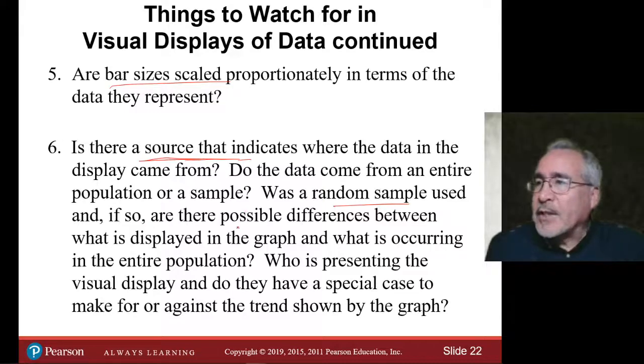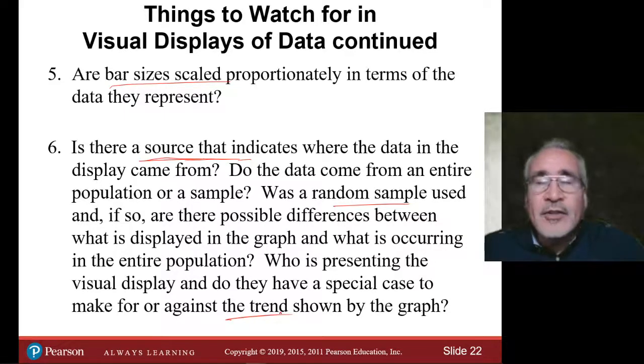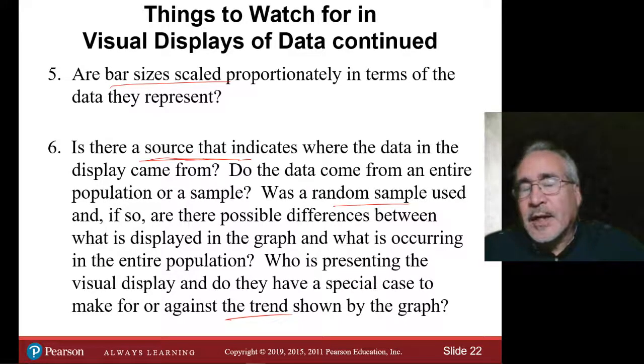Then, how much do you know? Was it a random sample? Was it truly a random sample? Does everyone in the population have a chance to be in the data? All of these are things you'd want to consider. We'll get a little bit more into this as we go through the actual calculations and statistics.